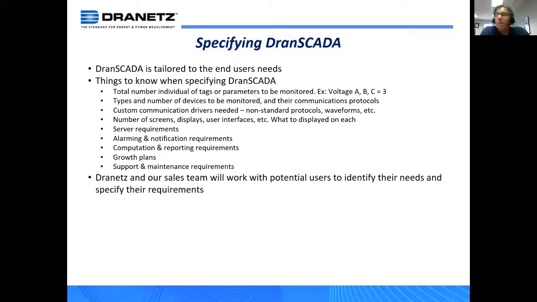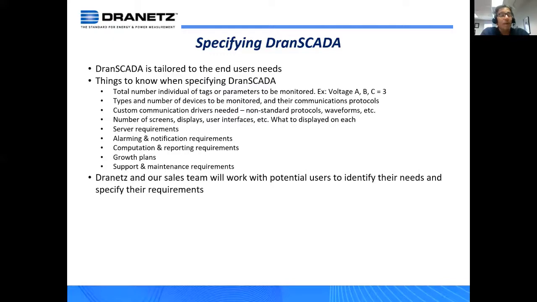So we need to know a little bit about the types and the number of devices to be monitored and their communication protocols. And if any custom communication devices are needed. So do you have a particular manufacturer that does not support these things? What sort of customization do you need? The number of screens and displays and user interfaces. How do you want your system to be visualized? You can choose some standard stuff that we have or make it anything that you want or anything in between. So really we need to know what you want to see and what you want to be overlaid and displayed on top of that. Real-time meters, switch positions, breakers, alarms, and so forth.